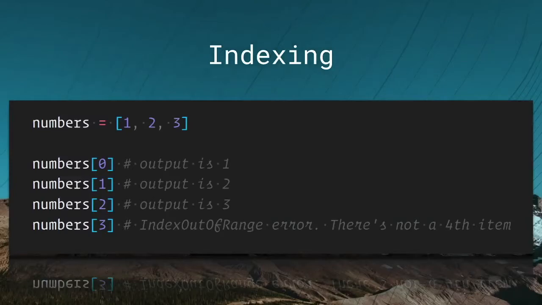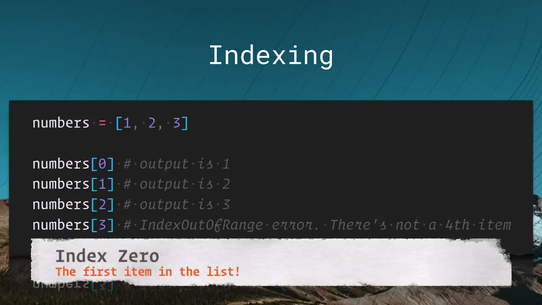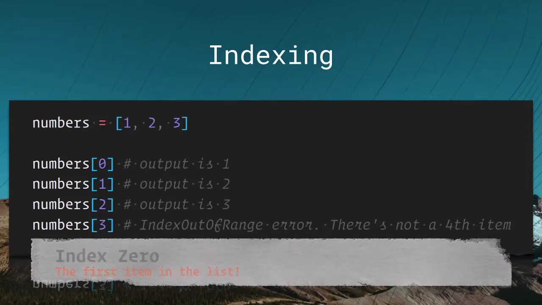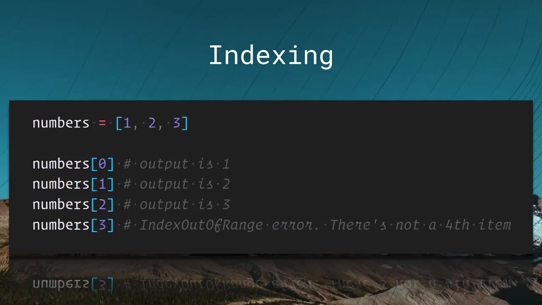You can grab a single item from a list by indexing into it. This is where we use the position of the item to pull it out. The first item in the list is at position 0. This is very important to remember. Just take a look at these outputs here. Numbers index 0 returns the first item, 1. Numbers index 1 returns the second item in the list, which is 2. Numbers index 2 gives us 3, and numbers index 3 raises an index out of range error because there is not a fourth item in the list.